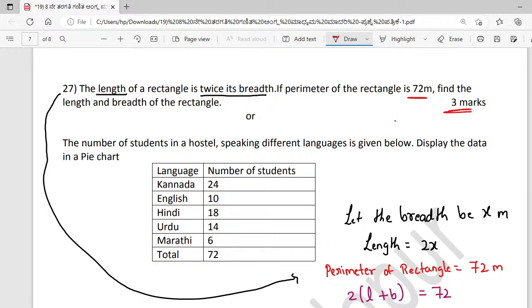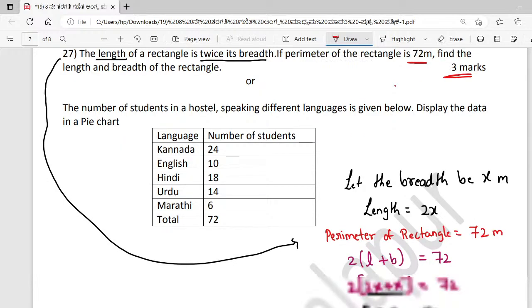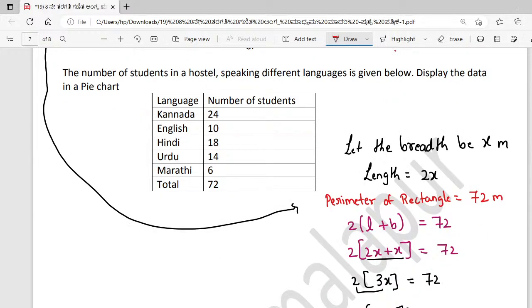Okay, let us find out the central angle, because to draw the pie chart we need the central angle. Without the central angle, we cannot construct or draw the pie chart, right? So let us find the central angle for the languages related to the number of students. Okay, so how to find out?